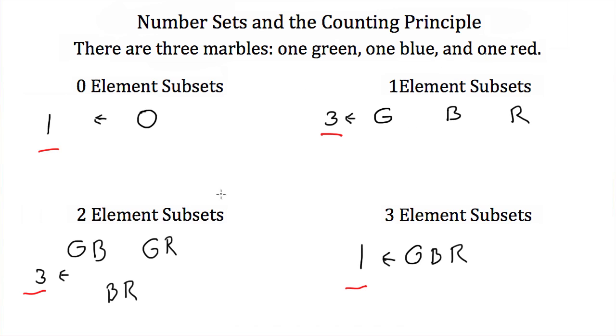If you have a set, say it's set A, and set A has n elements in it, then set A has 2 to the n possible subsets. So the fact that we had 3 different elements in our set of 3 marbles, we ended up with 2 to the 3rd power subsets of our 3 elements, which was equal to 8.